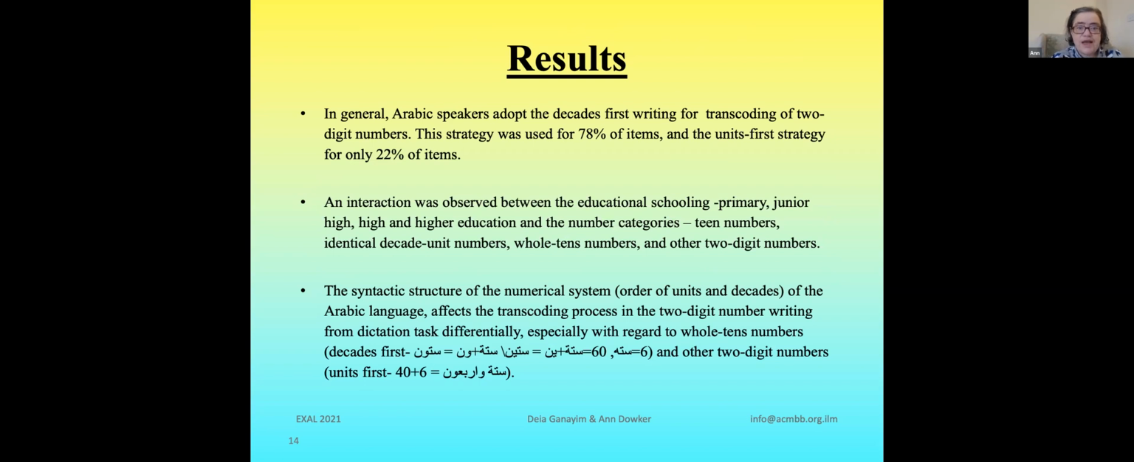So in general, Arabic speakers use the decades first writing strategy for transcoding two-digit numbers. There was an interaction between the educational level and the number categories, as I've just indicated, and the syntactic structure of the numerical system seems to affect the transcoding process, with the other two-digit numbers being most likely to be written with the units first, as they are spoken first.